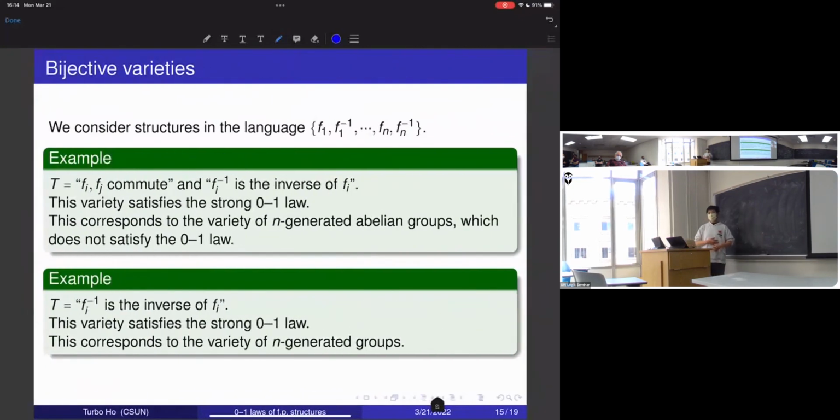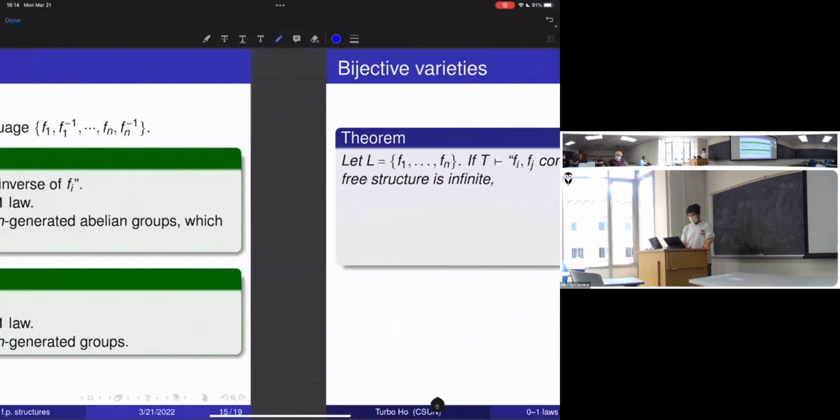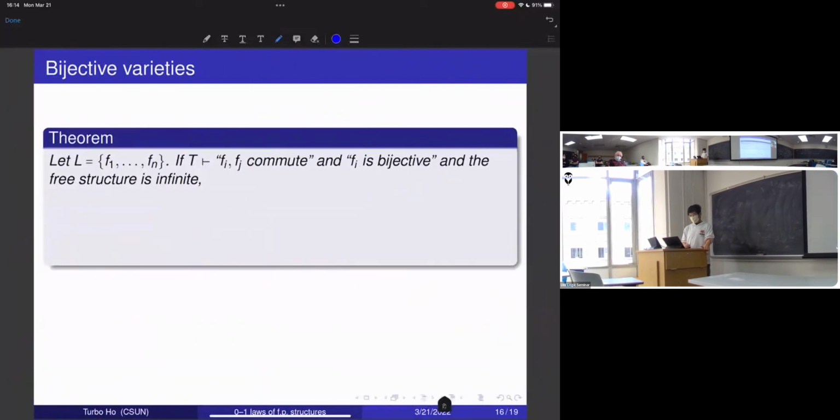But the question is, what if my theory says more, right? So if my theory says not just they commute and are inverses, if my theory says F1 times F2 times F3 of A equals F4 of A, is that a problem? If you keep commutativity, that is not a problem. So here's the theorem, the general theorem.